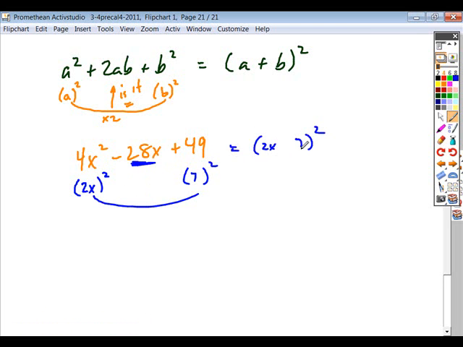And then the last thing you need to do is look at the sign of whatever your middle term is. Whatever that sign is, is the sign that you're going to place between your terms. Okay, so this is the perfect square trinomial special factor form. It factors into a binomial square.